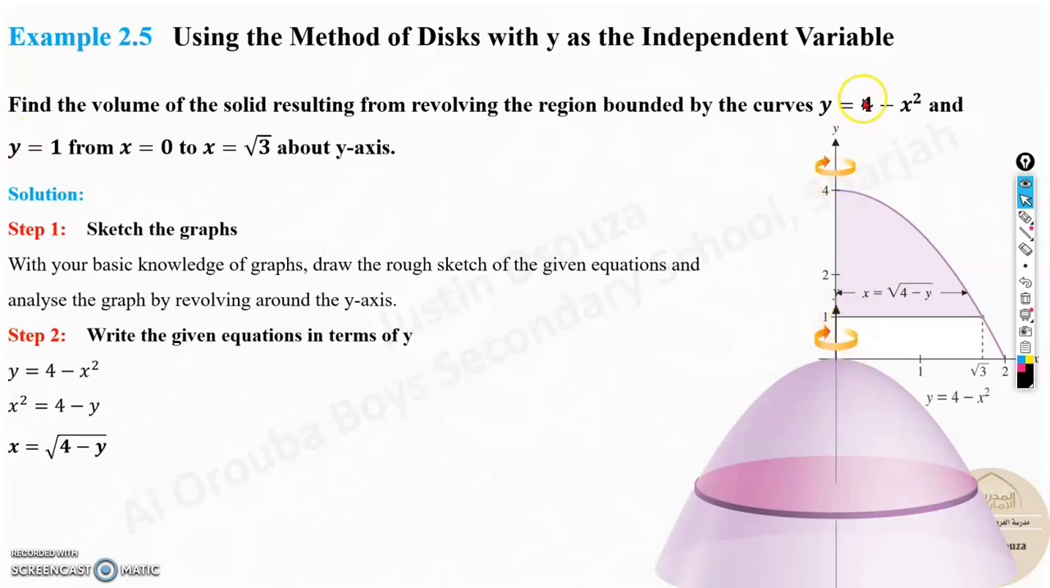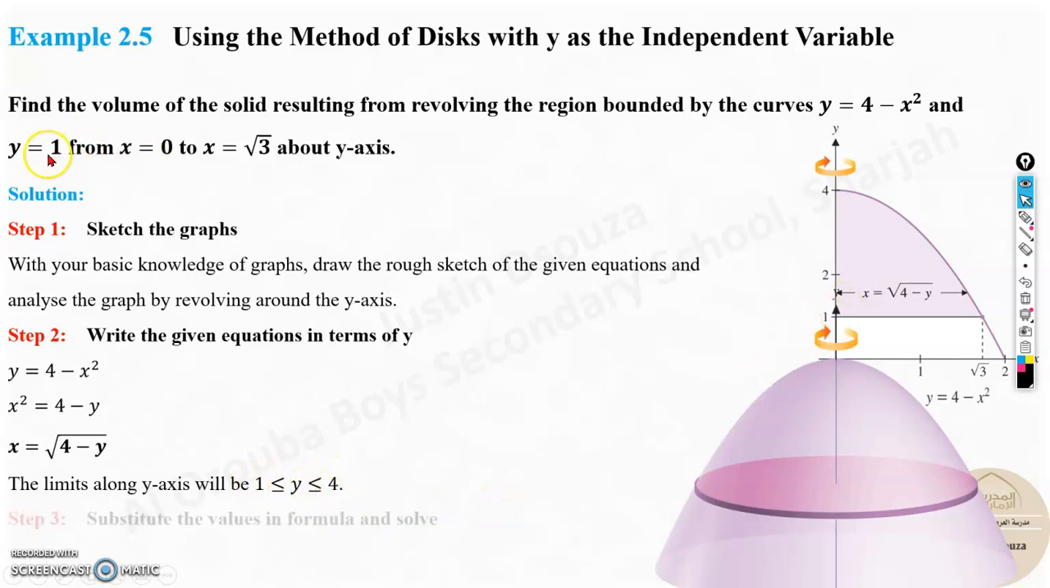What is the other limit? From this graph, you can see y is the intercept. So over here it is 4. Otherwise, you can see at x is equal to 0, what is the y value? x over here is 0, isn't it? So put x as 0, what is the y value? Square it on both sides, you will get 0 is equal to 4 minus y, y is equal to 4. So the limits will be 1 to 4.